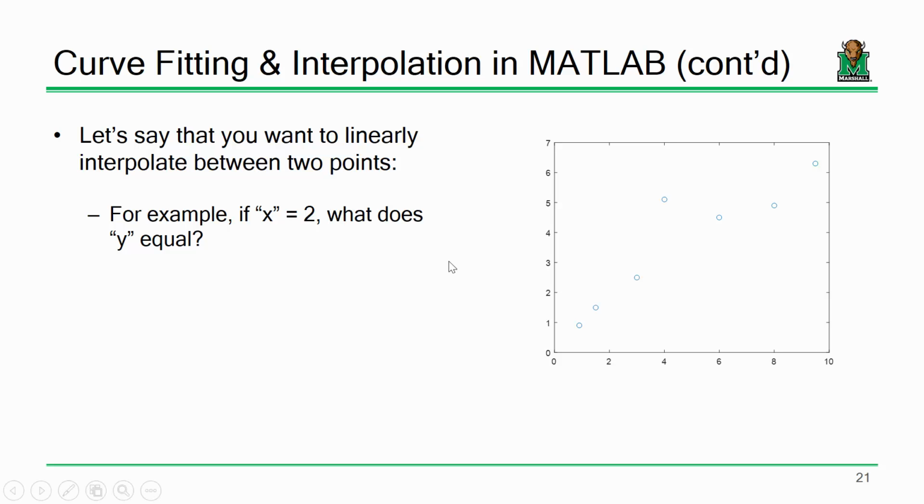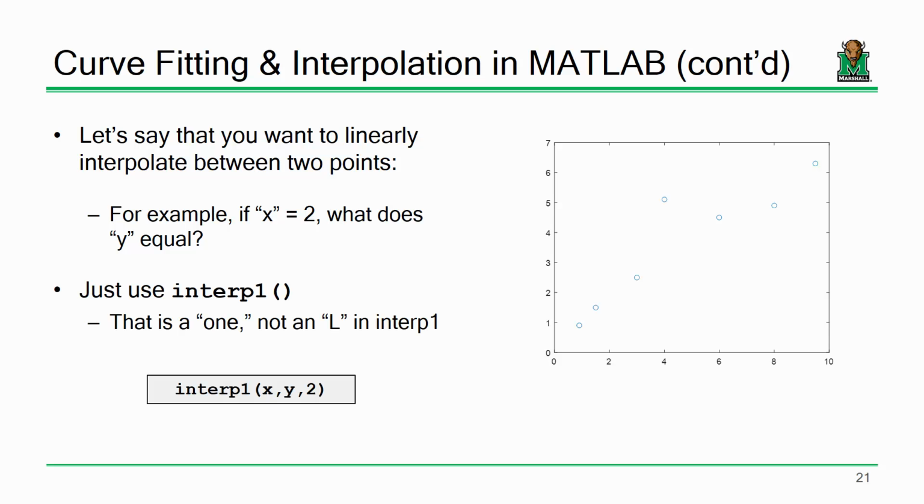Now, we want to have it interpolate between the two points and find out if X is 2, what should Y equal? So just look at the data and try and guess if X is 2, what should Y be? I mean, it looks like it's maybe going to be about 2, just based on our eyeballing of the data. But the way that we could ask Matlab to do that is interp1. That's not an L. Interp1.